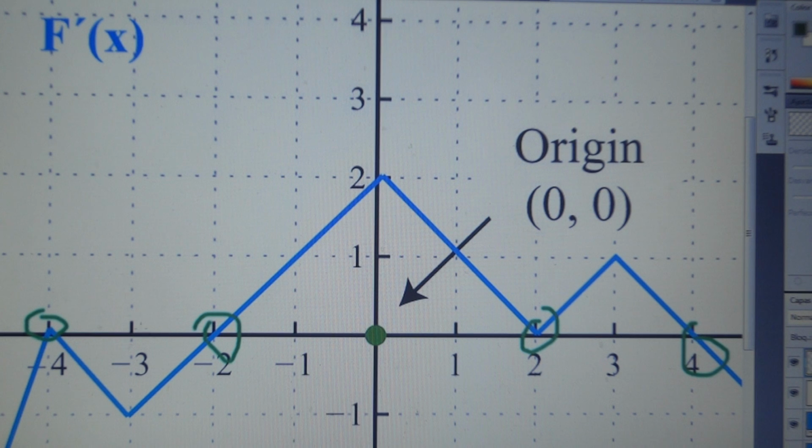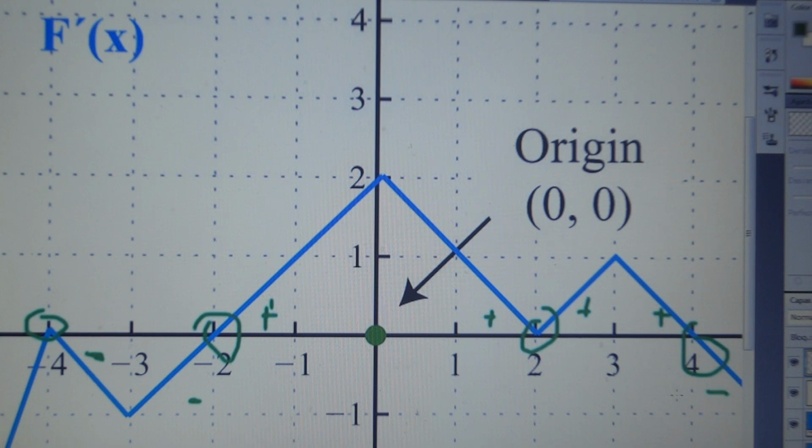Here, from the left side, -4 is negative. From the right side it's still negative. Here, -2 from the left side is negative, and from the right side is positive. Here, for 2, the left side is positive, and the right side is also positive. But for 4, the left side is positive and the right side is negative.